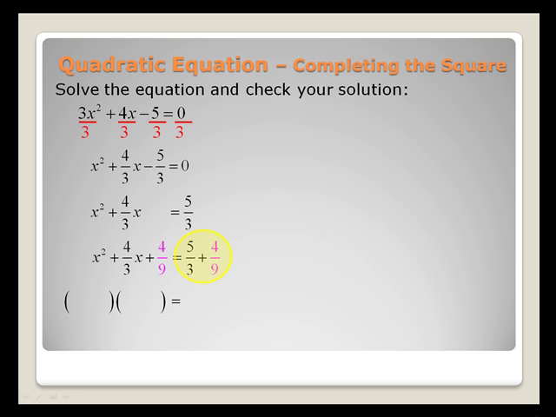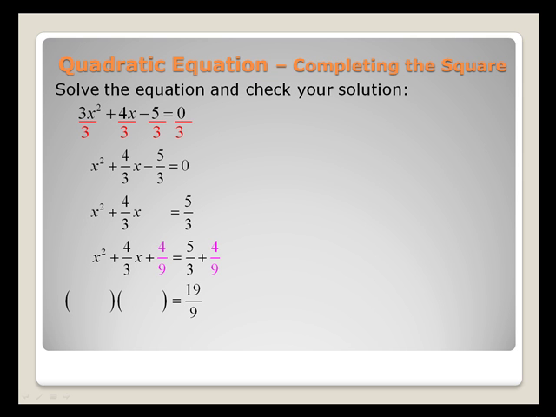Also in this step, we need to combine these fractions on the other side of the equal sign. Remember, to add fractions, you need a common denominator. We've got 5/3 plus 4/9, so a good common denominator would be 9. Let's rewrite 5/3 as 15/9. Now that we have that common denominator, we can add these fractions together. 15/9 plus 4/9 becomes 19/9.